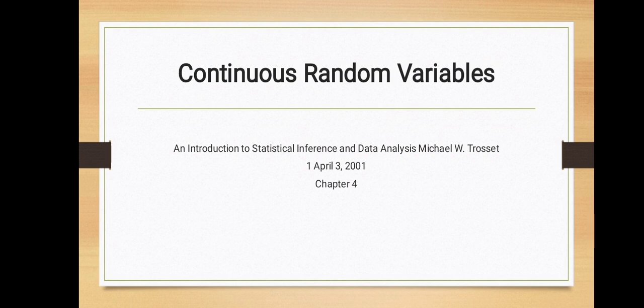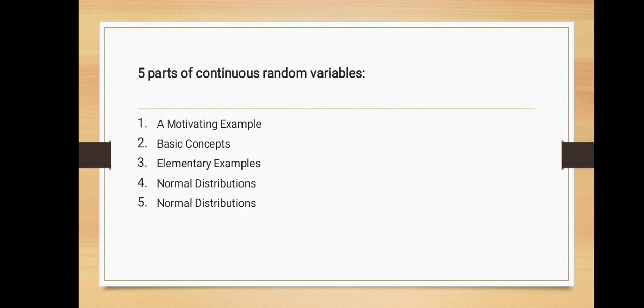Well, on this occasion, I want to focus on 5 parts of continuous random variables. The first part is motivating example. The second is basic concepts. The third is elementary examples. The fourth is normal distributions. And the last is normal sampling distributions.